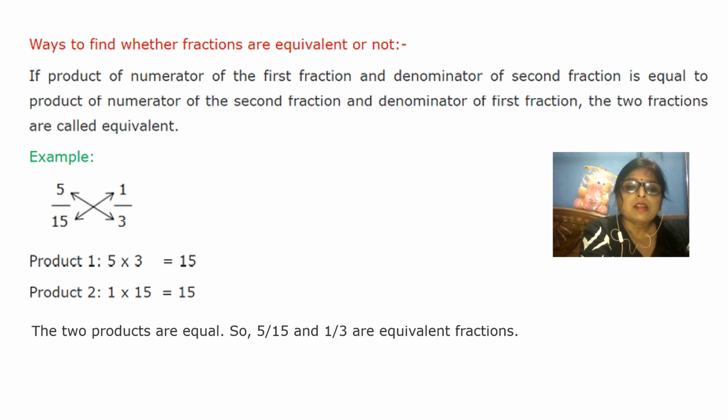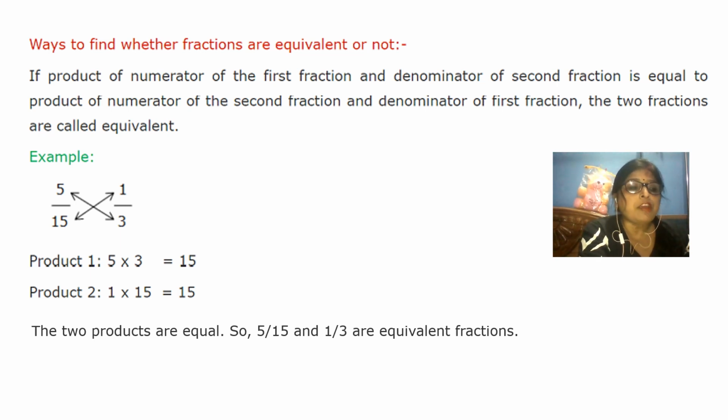In this slide, children, you have to learn whether the given fractions are equivalent or not. There is a method to find out whether the given fractions are equivalent or not. If the product of the numerator of the first fraction and the denominator of the second fraction is equal to the product of the numerator of the second fraction and the denominator of the first fraction, the two fractions are called equivalent fractions.